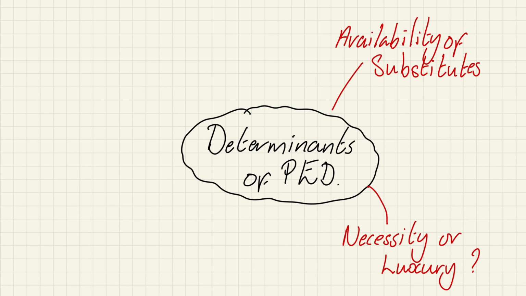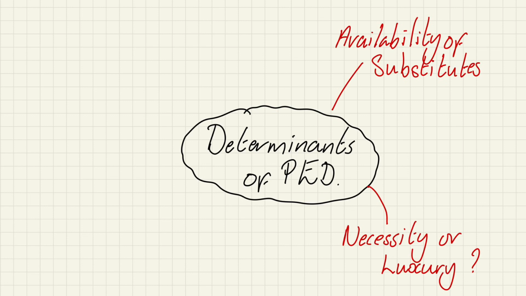Our next determinant of PED is whether the good in question is a necessity or a luxury. If it's a necessity, consumers are going to have to carry on buying that product even though its price has risen. So the PED will be low, the demand will be inelastic. But if it's a luxury, it's not something that consumers need. So if the price rises, consumers can stop buying that product, which means that the PED will be quite high. There will be elastic demand.